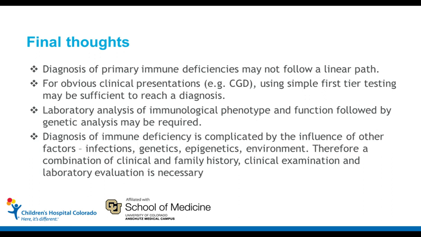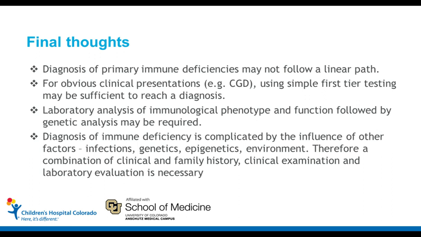These immune deficiencies may present in a very complex way, making it difficult to choose any one clinical test. For an obvious clinical presentation like chronic granulomatous disease, it may be easy enough to take the clinical presentation and go straight away to neutrophil oxidative burst. Laboratory analysis of phenotype and function may be followed by genetic analysis when required.